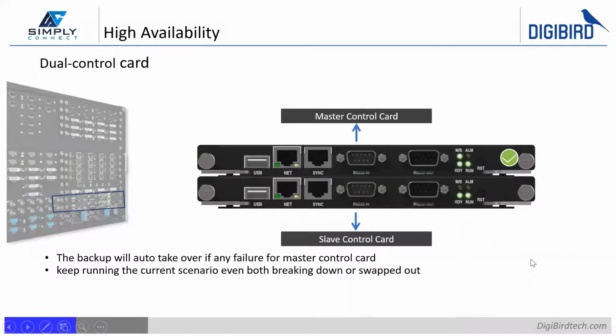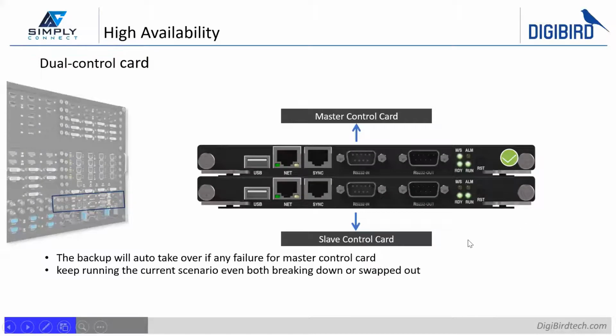Okay, so just now we talked about PSU, but for DigiBird, not only PSU, we also support dual control card. Means that you can have a master control card and you can have a slave control card. So when you purchase, it actually comes with a master control card already. So it depends on the user whether they want to have a redundant control card, then you can purchase another one. So how does it work?